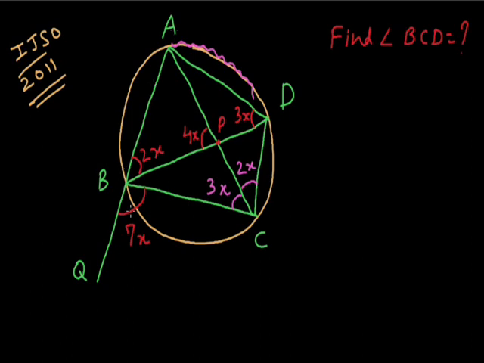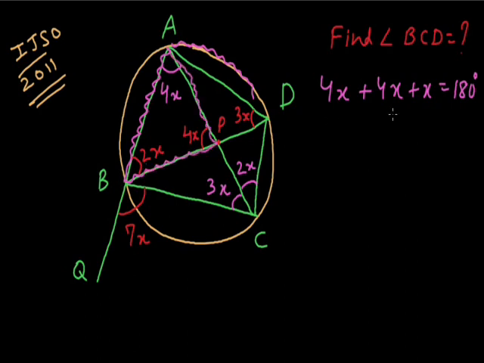Now, look over this triangle. ABC is a triangle in which 7x is working as an exterior angle. So if this angle is 7x, this angle is 3x, which is interior opposite, then the other interior opposite angle will be 4x. So now we have a triangle ABP. In this triangle, all the angles are known to us. The angle sum is also known to us. So the sum of these angles, 4x plus 4x, 8, 8 plus 1, 9x.